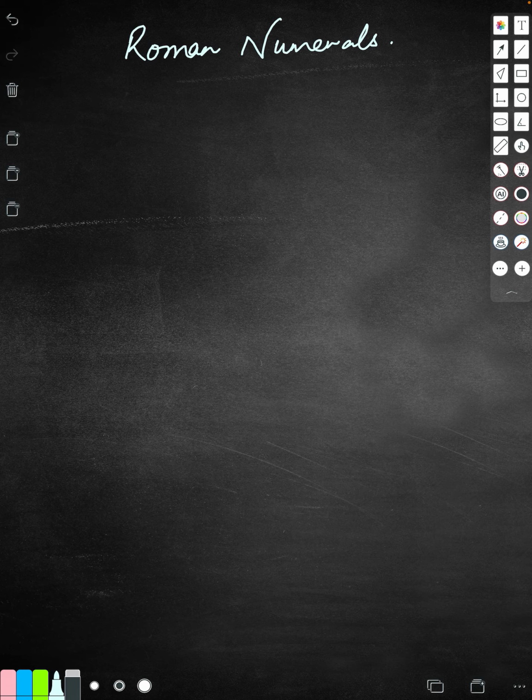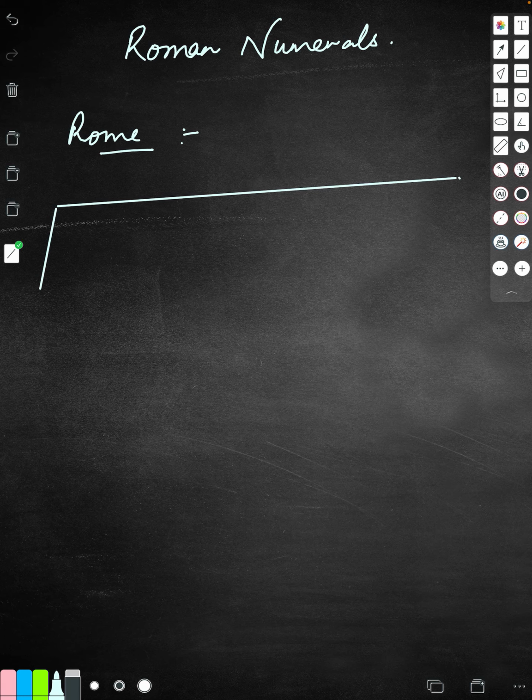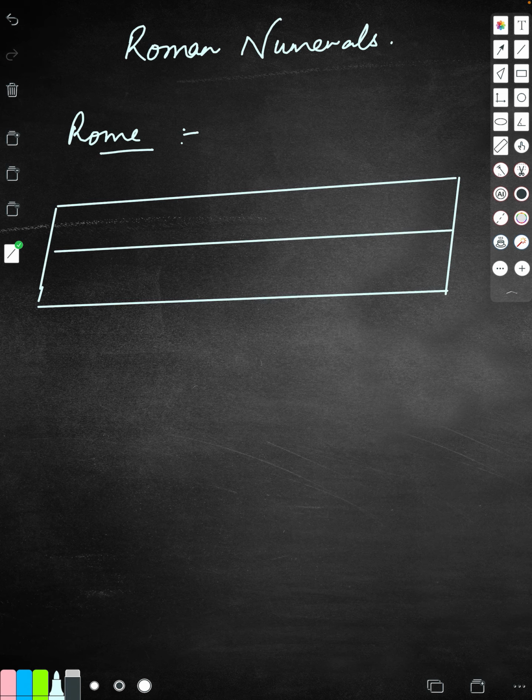Years ago, children, in a place called Rome, the people developed a system of studying numbers in their own way. What they did was, they used few symbols. I shall make a chart for you and describe those symbols which the people in Rome developed for their counting purposes. Right?